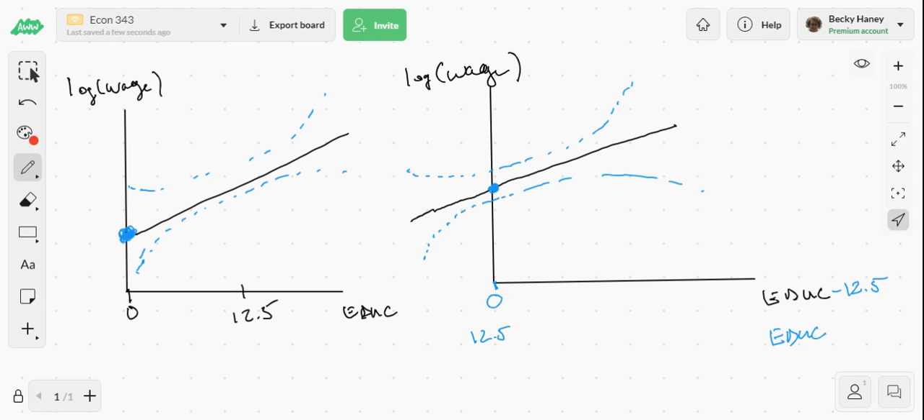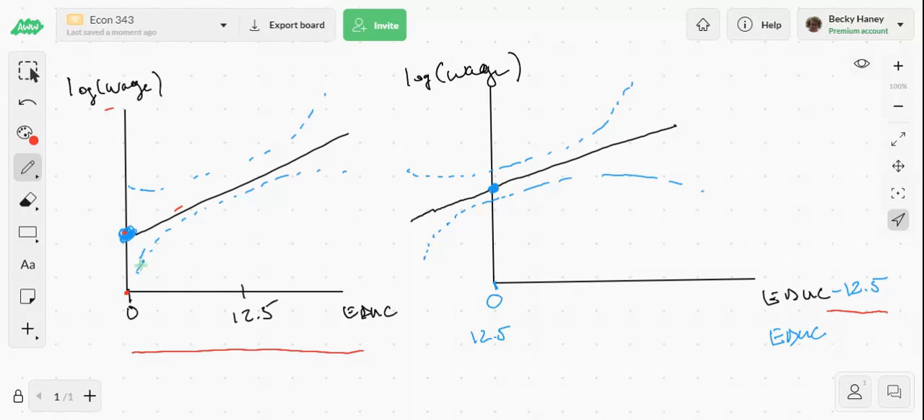This is a quick video to answer a question that several people have about what's the deal with subtracting 12.5 from education. So if you don't subtract 12.5 from education, as you see in this first graph, the estimated regression line, represented here by this black line, shows what the estimated or predicted value of log wage is at each value of education. Notice that the intercept occurs when education is equal to 0.